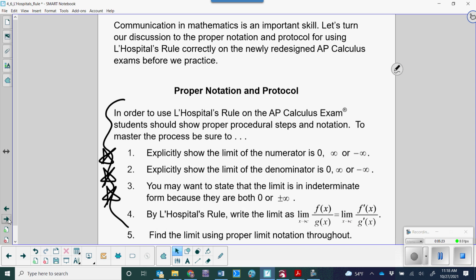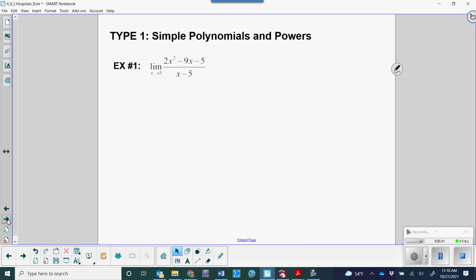You need to show that the limit of the top is 0, infinity, or minus infinity, explicitly the bottom, which means you over to the side, you show each one separately. Then you can say by L'Hopital's rule and then do this and so on. So follow what I do in this video carefully. It's super easy, but you have to write it correctly or you will get no points on the test, and that would be terrible because it's not hard.